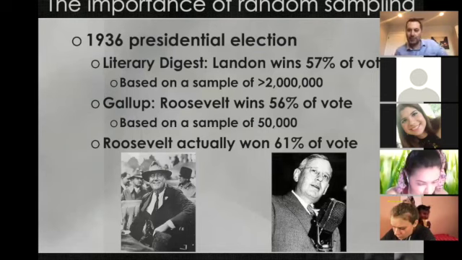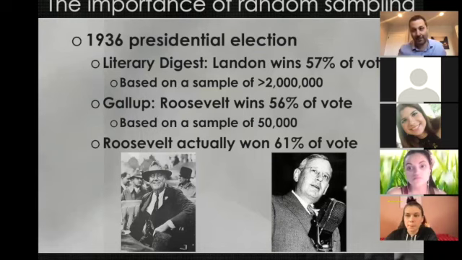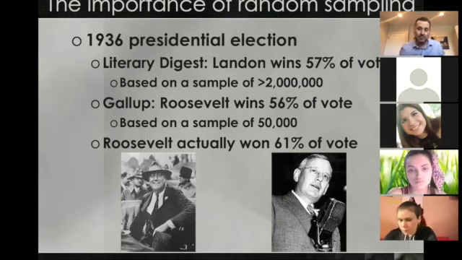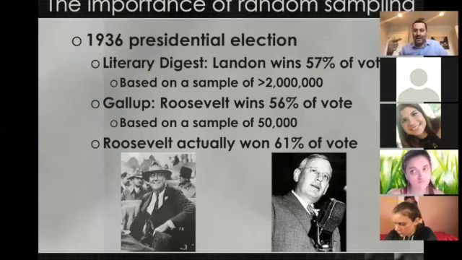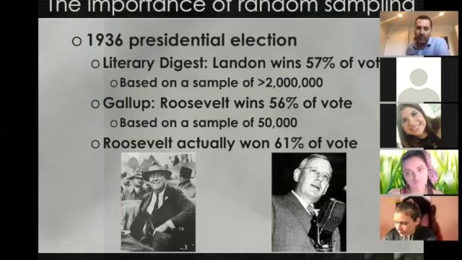Because in 1936, we're only a few years after the Great Depression, and a lot of people didn't have a whole lot of expendable income. And at the time, owning a phone was something you could only do if you had a lot of money. Having a magazine subscription was something you could only afford to do if you had a lot of money. So Literary Digest, by picking names out of phone books and magazine subscription lists, had accidentally sampled people who had a lot of money. And people who have a lot of money tend to be more likely to vote Republican. So what that means is they accidentally oversampled Republicans, and hence their prediction that the Republican would win the election.